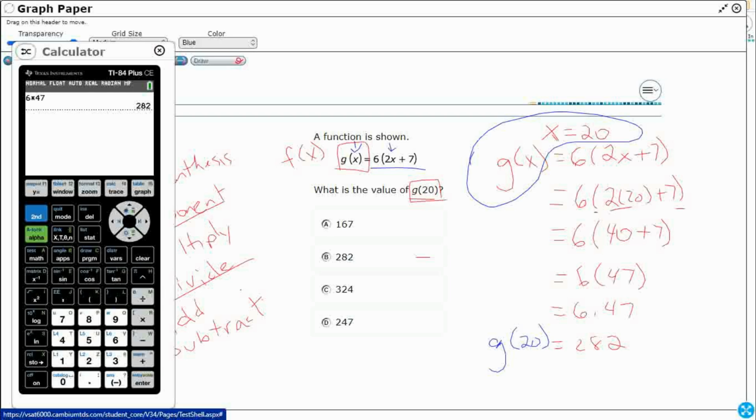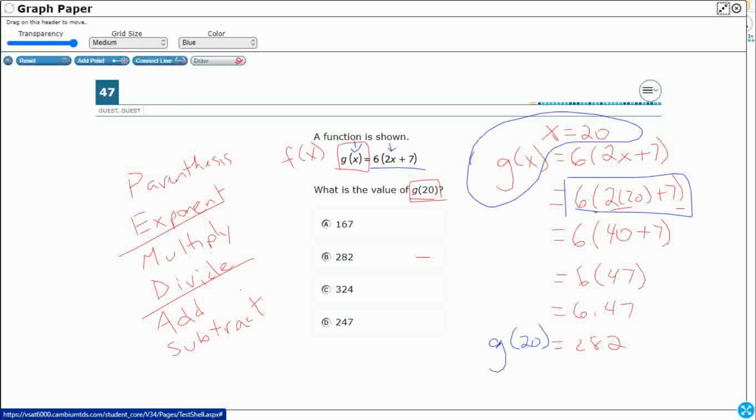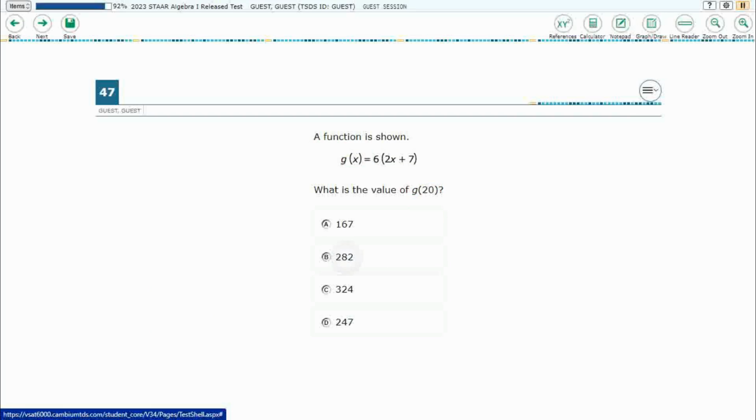Let's go ahead and just make sure we did it right. We can go ahead and plug that into our calculator, right? So 6, and then times 2. We thought that was 20, so we had that extra parentheses, and then we had a plus 7. And then let's make sure we closed it. All right, we got all parentheses, and there we go. 282. So you could do it by hand, you could do it by calculator. They're both going to get you that same answer. Just remember that g of 20 just simply means evaluate that function and replace the x with whatever's in there. In this case, it's 20. So our answer here is B, 282.